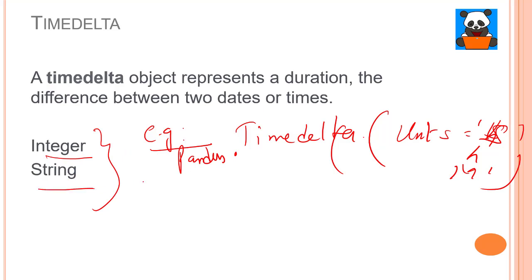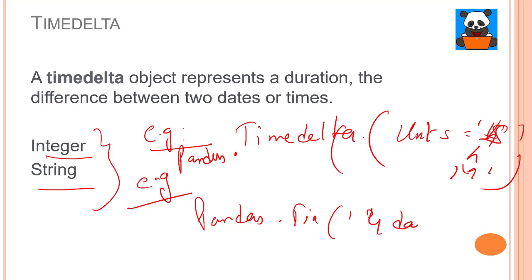Particularly when it comes to string, we just go with pandas and then Timedelta the same way, except instead of units we write the string here, like 4 days, 30 minutes.